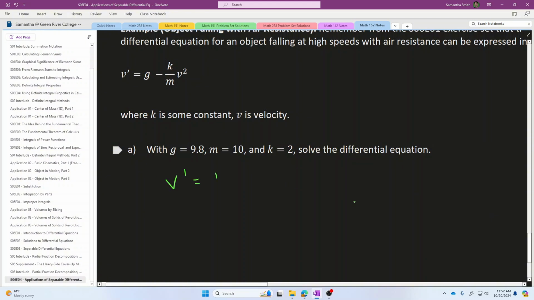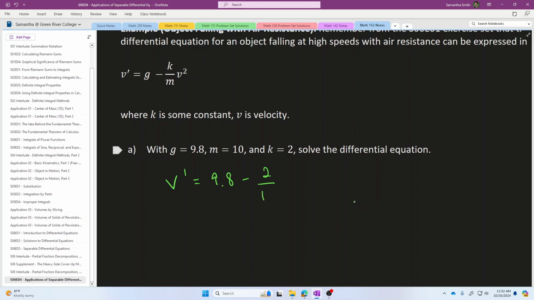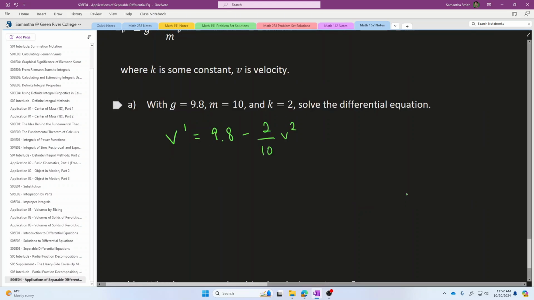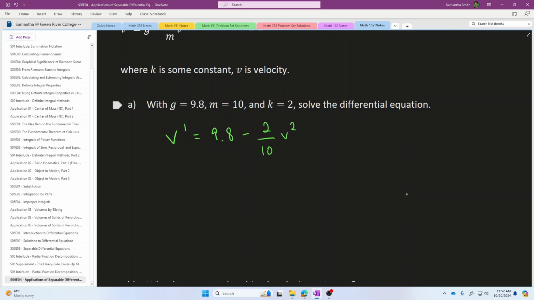v prime is equal to 9.8 minus 2 for k, 10 for m, v squared. And if I, for example, multiply both sides of this equation by 5, then I get 5v prime is equal to 49 minus v squared.